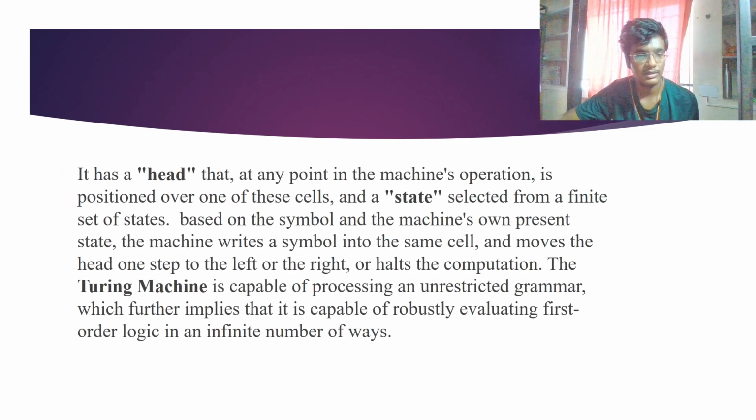Proceeding, it has a head that at any point in the machine's operation is positioned over one of these cells, and a state selected from a finite set of states. Based on the symbol and the machine's own present state, the machine writes a symbol into the same cell and moves the head one step to the left or to the right, or halts the computation. The Turing machine is capable of processing any unrestricted grammar, which further implies that it is capable of robustly evaluating first order logic in an infinite number of ways.